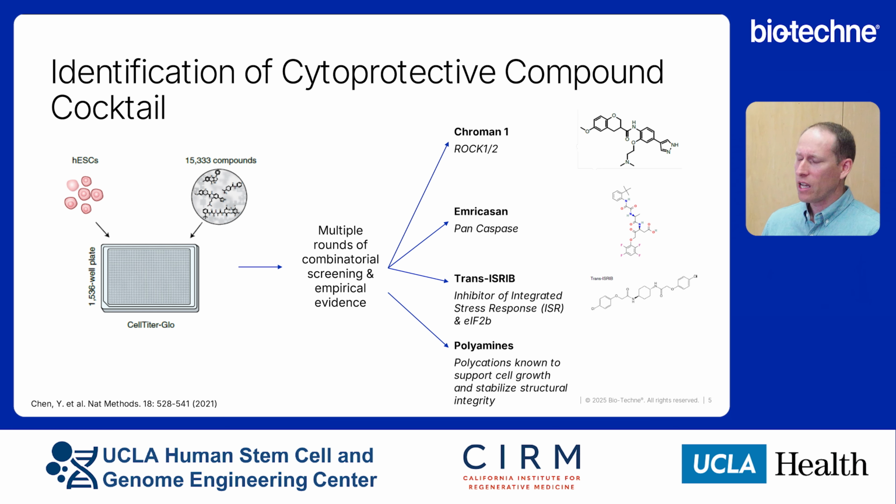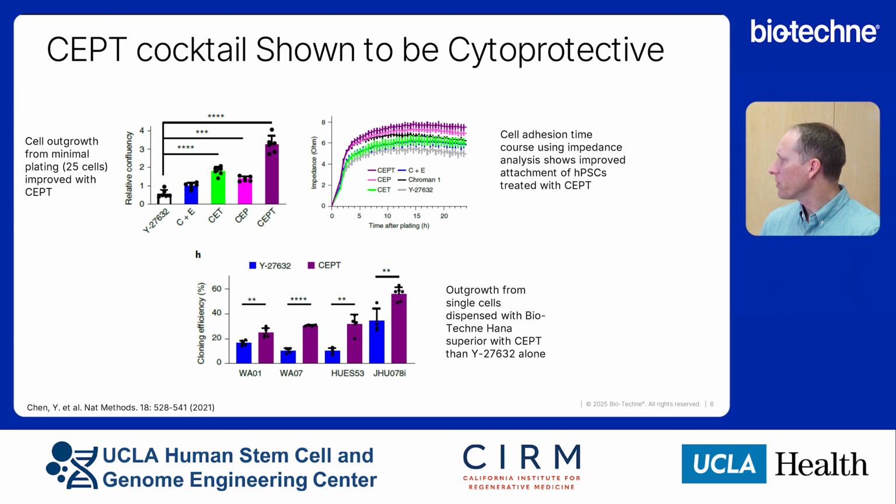Emricasan was found to be a pan-caspase inhibitor, so it inhibits apoptotic processes. And the trans-ISRIB compound was identified as an inhibitor of the integrated stress response pathway. And there was some empirical evidence that they found that polyamines, or these polycations, were known to support cell growth and stabilize the structural integrity of the cells.